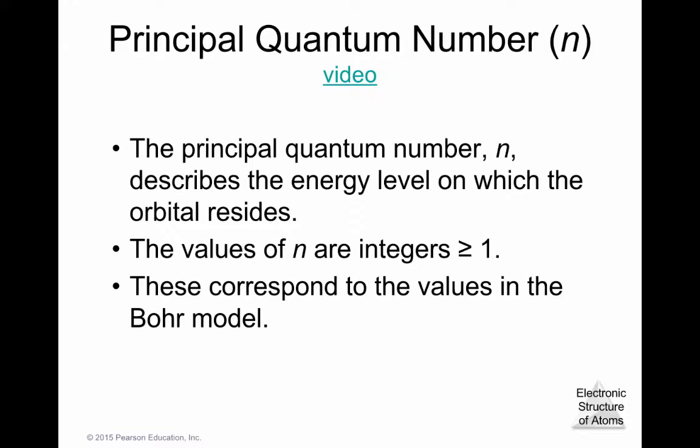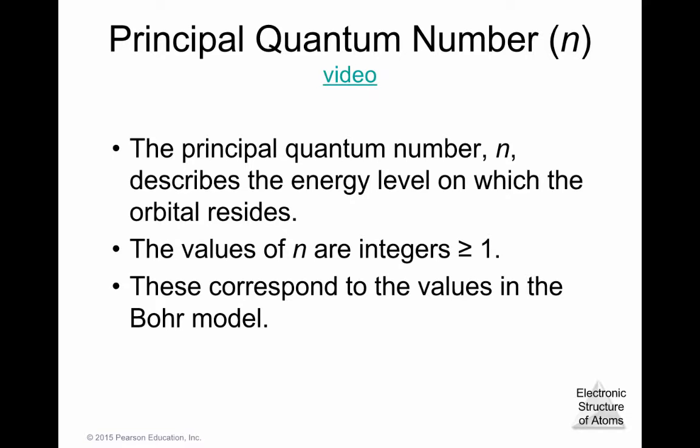It's represented by the letter n, this lowercase n right here. And what this does is it describes the energy level that the orbital is on. So all of the n values that you can have are going to be greater than or equal to 1. So for example, the electron in hydrogen, its principal quantum number is going to be 1 because it's in the first energy level. These values correspond to the Bohr model. So you can see that even though the Bohr model is not perfect, we're still continuing to build off of some of those ideas.